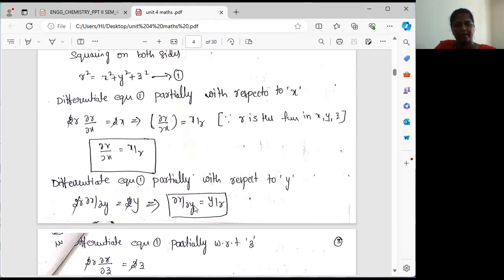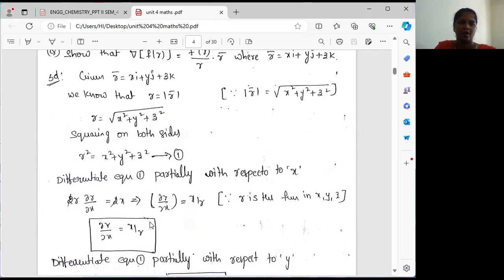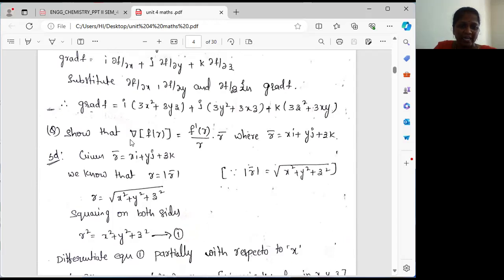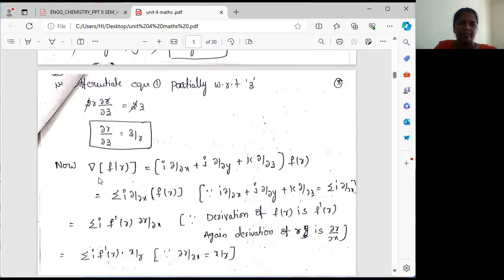So ∂r/∂y equals y/r. Then similarly, differentiating with respect to z, ∂r/∂z equals z/r. Now we have to calculate ∇f(r). So ∇f(r) equals, del means i ∂/∂x plus j ∂/∂y plus k ∂/∂z, into f(r).